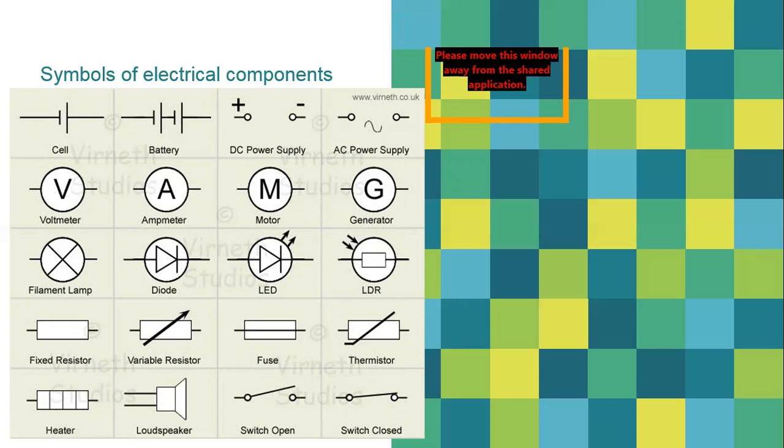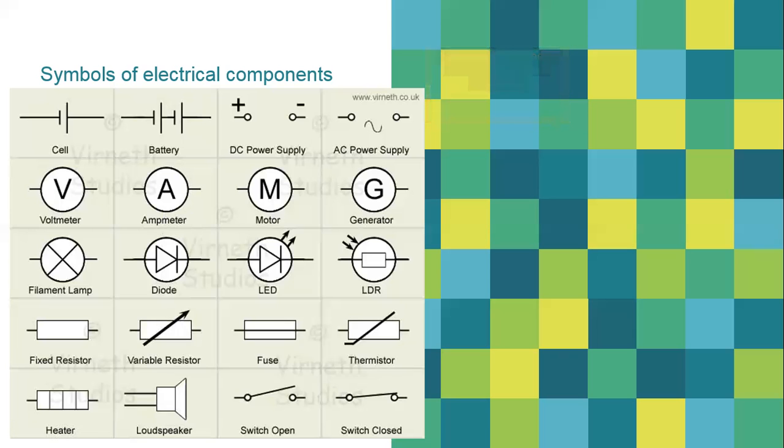Then DC power supply. This is the symbol of the DC power supply. Third is AC power supply. You see the symbol of AC power supply. The difference between both the symbols is this wave type line. Then voltmeter, V is written in voltmeter; ammeter, A is written in ammeter. There is also P written in ammeter, so it is also correct, and generally we are using AMMETER.